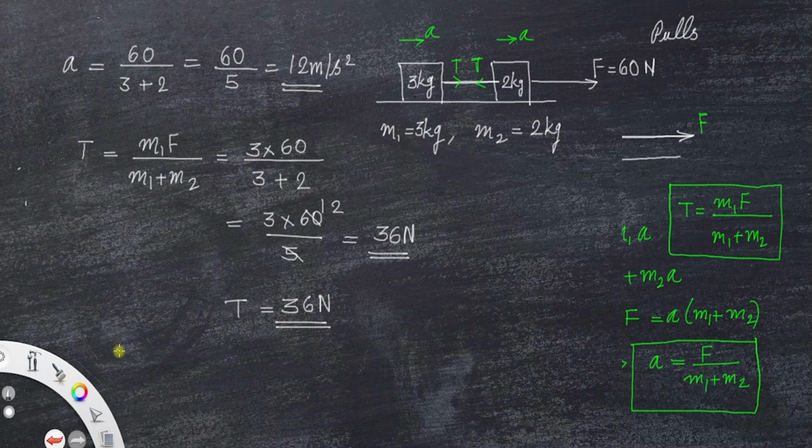Now what happens if we connect three masses using ropes like we did here? That is, when we have three masses, let's say we have a mass m1, another mass m2, another mass m3.